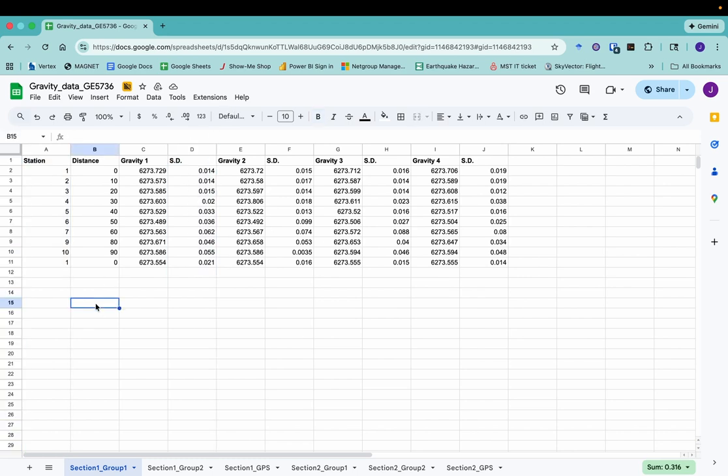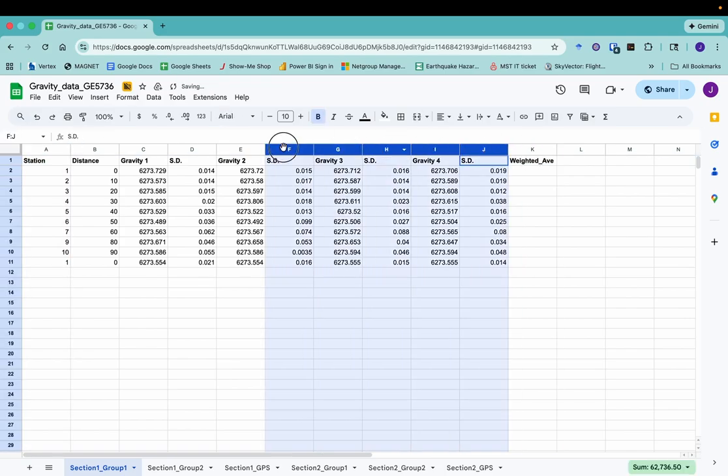And so what we want to do is to calculate a weighted average gravity value for each station so that each station will have a single gravity value which takes into account all of this data, but also takes into account the standard deviation here.